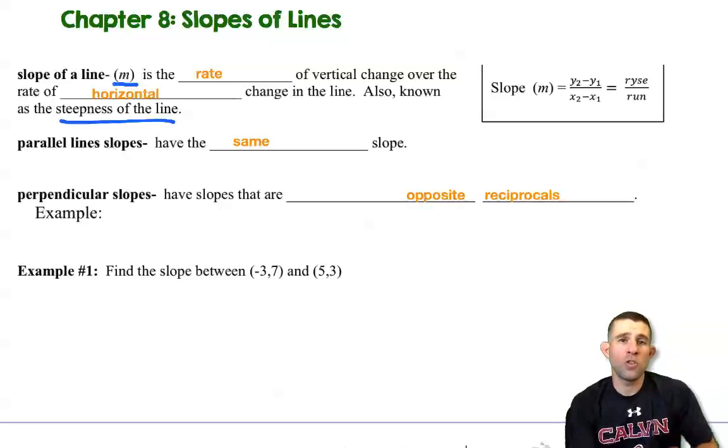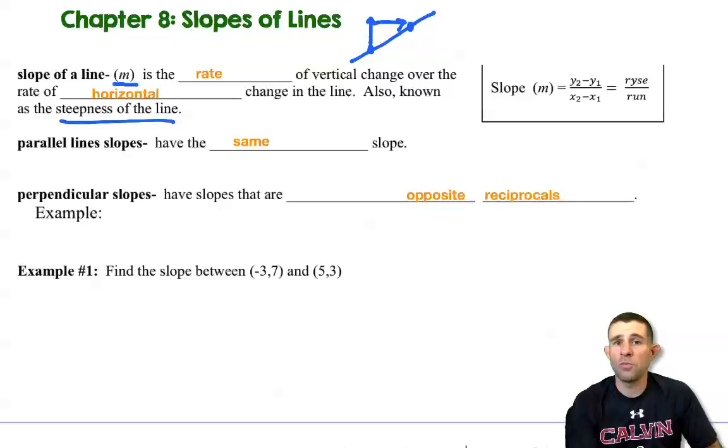So between 2 points on a line, we can measure the slope by taking its rate of vertical change, that's the one that goes up and down, and dividing it by the rate of its horizontal change. That's the one that goes left and right. So we use this sweet little formula here.